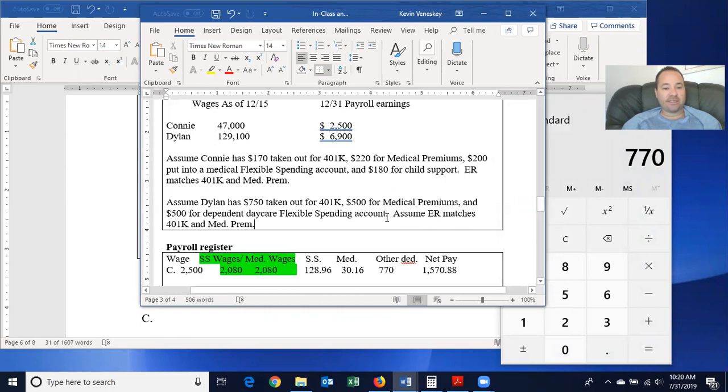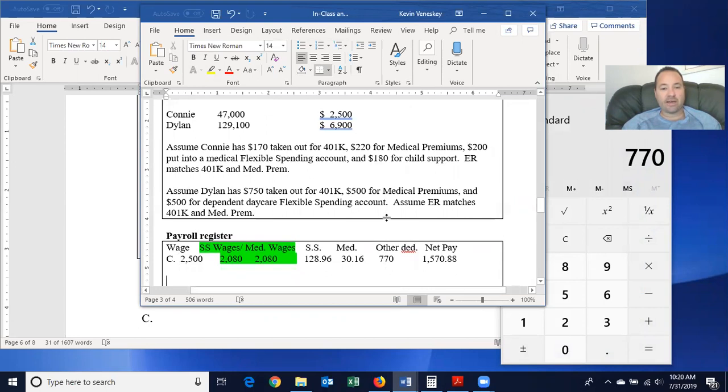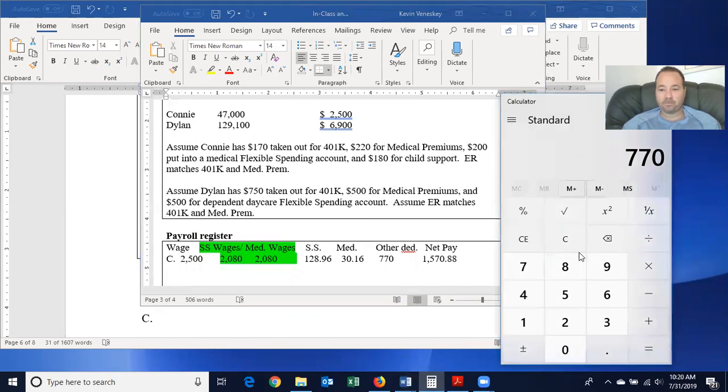All right, now let's look at Dylan. Dylan has a gross pay of $6,900. We're actually going to have to do two things with Dylan. We're going to have to figure out how much does he get taxed for Medicare wages, how much is taxable, and then how it's going to be a different number for our Social Security, as we'll see. All right, let's go ahead and do the Medicare first.